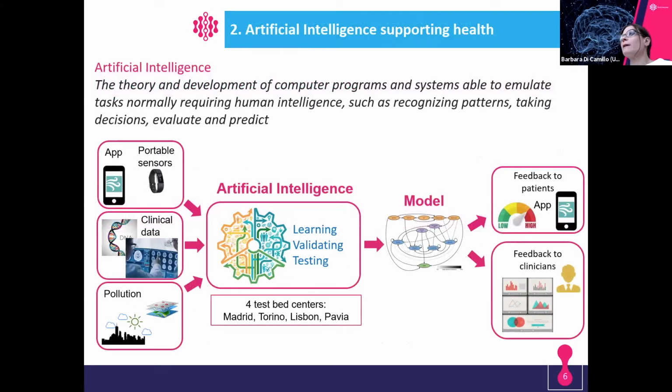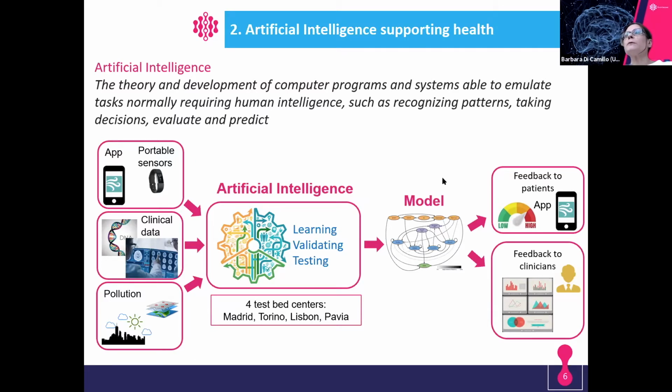The second point, the use of artificial intelligence to support health. Well, artificial intelligence tries to emulate tasks that are normally performed by human intelligence, such as recognizing patterns, taking decisions, evaluating, and predicting. Therefore, we are starting from data and applying artificial intelligence to learn from the data, but also to validate and test our decisions on the data, and to develop models. But then to support health, we need this model to give feedback to the patients through apps and to the clinicians through other software and dashboards that allow clinicians to evaluate the outcome of the AI models.